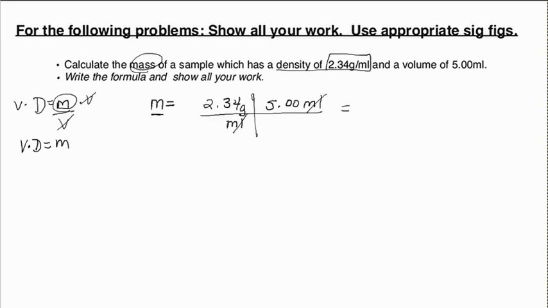Okay, so 2.34 times 5, you input that in your calculator and you get 11.7. And that has 3 significant figures, which works out really nicely because both of these other numbers that you used have 3 sig figs, and your answer is going to be in grams. Don't forget your units. So that's the final answer for that last problem.